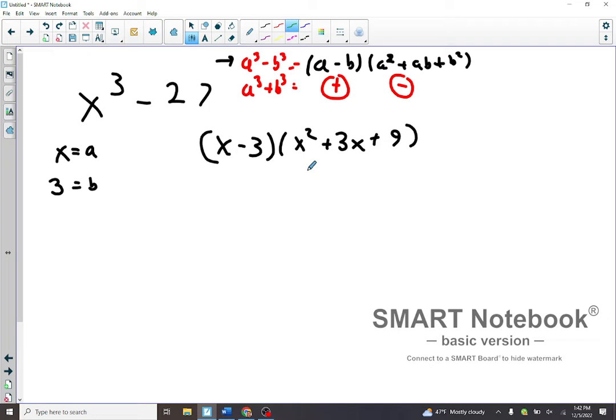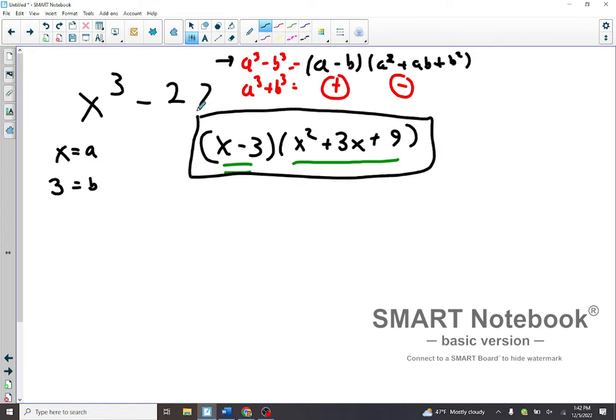This part over here can never be simplified more, so you don't have to double check that. Can you simplify it more? Nah, you're done here. Your factors are complete. How did you get 9? Oh, 3 squared. So you can't simplify the right side of it? Never.